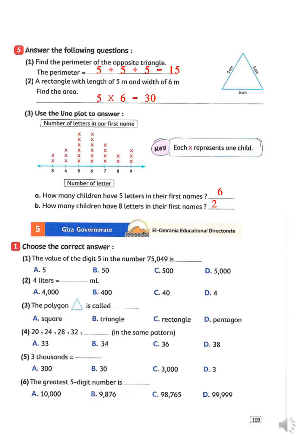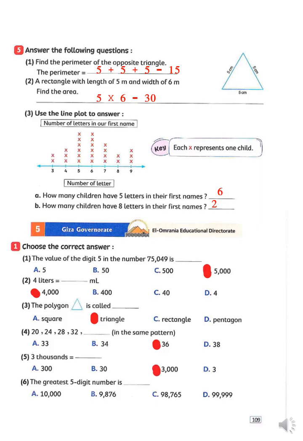Choose the correct answer. The value of the digit 5 in the number 75,049 is 5,000. 4 liters equals 4,000 milliliters. The polygon is called triangle. 20, 24. So add 4 in each step. 28, 32, 36. 3,000.